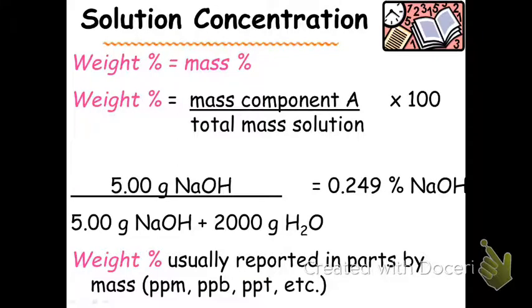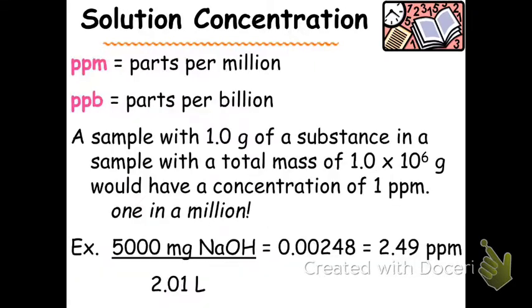You can also make a percent out of it. So again, it's the part over the whole and then multiplied by 100. And you're all pretty familiar with that. So 5 grams of NaOH and then 5 grams, and in this case we have 2 kilograms of water. And so we multiply that by 100, and then you get this percent.